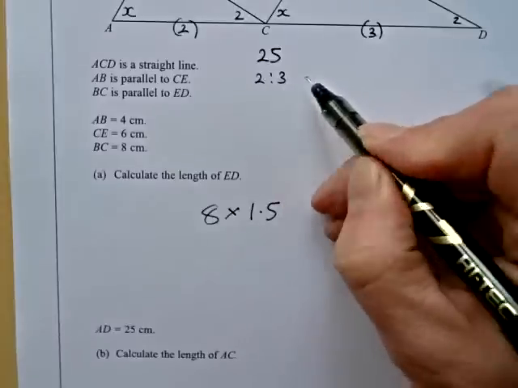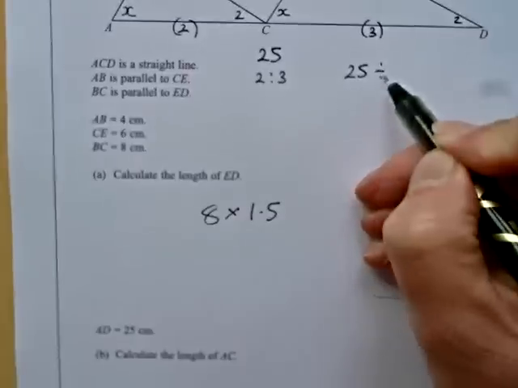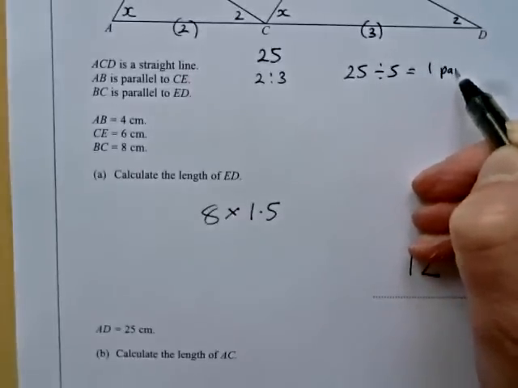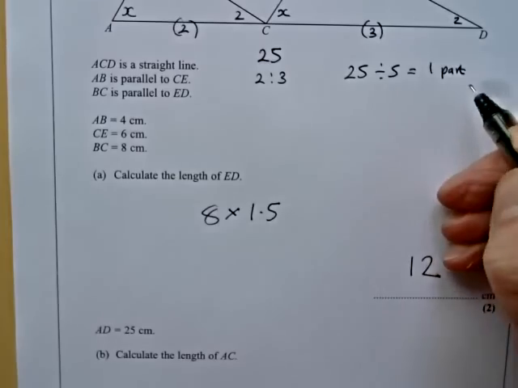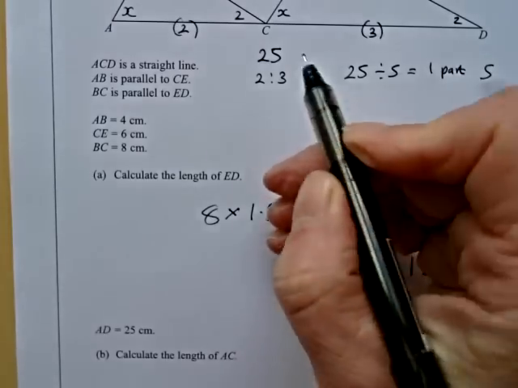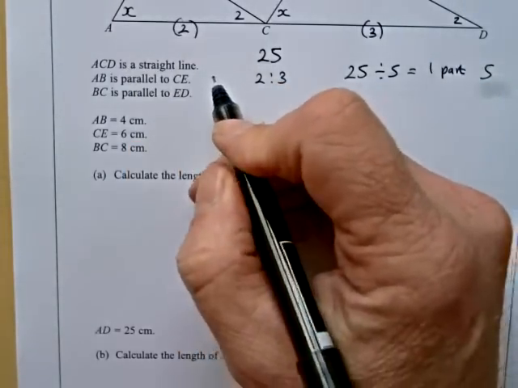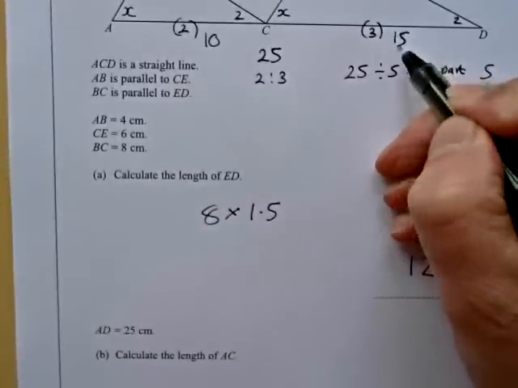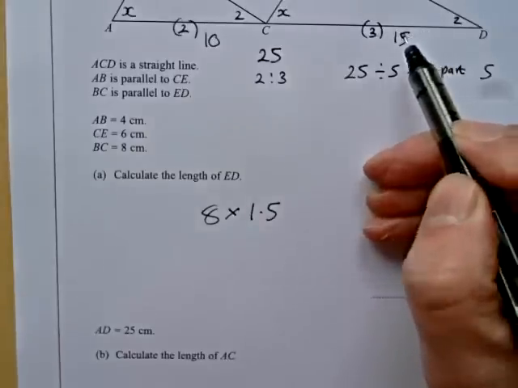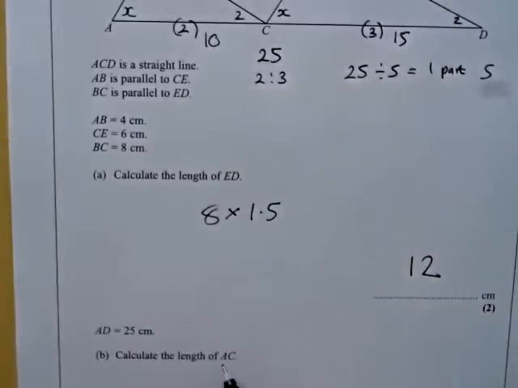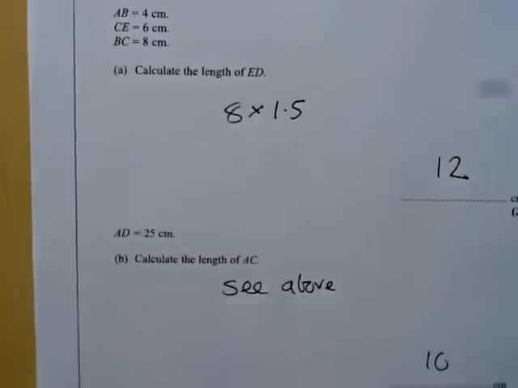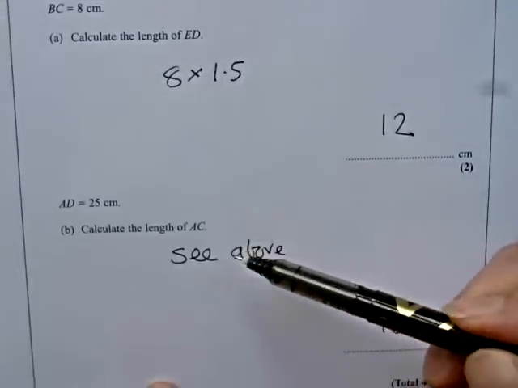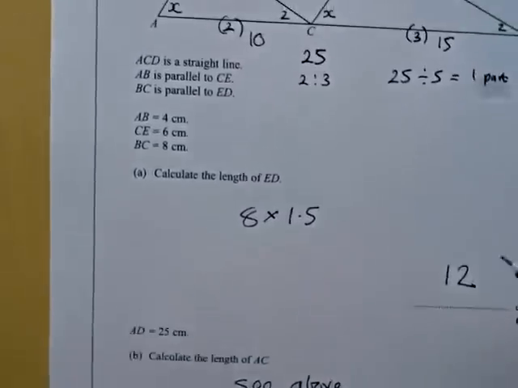So there are 5 parts, so 25 divided by 5 will give me 1 part, and 25 divided by 5 is 5, so 1 part is equal to 5, so our A to C is going to be worth 10. Now 3 parts would be 15, and 10 and 15 make the 25. So the length of A to C is 10. I'll just write C above there, and just show what I was doing. You couldn't quite see that. So from the work I've shown you above, the answer is 10.